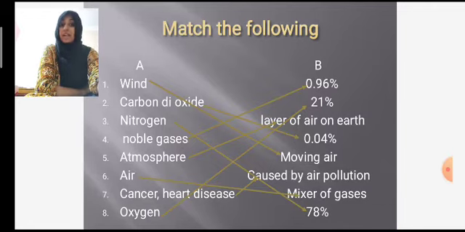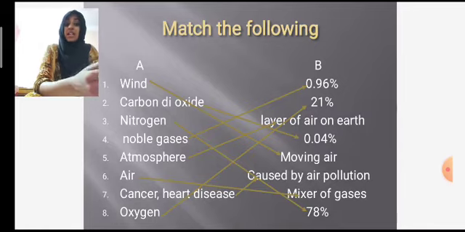The content or percentage of carbon dioxide in air is 0.04. How much is it? 0.04. The content of nitrogen in the air is 78%. 78% of the atmosphere content of the air contains nitrogen.